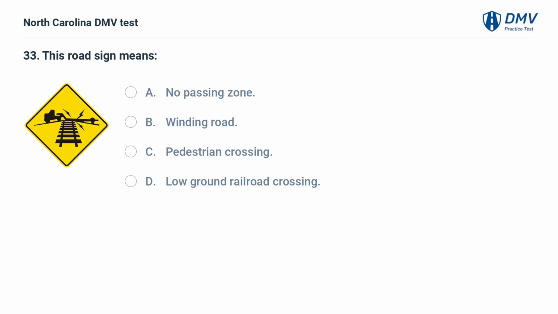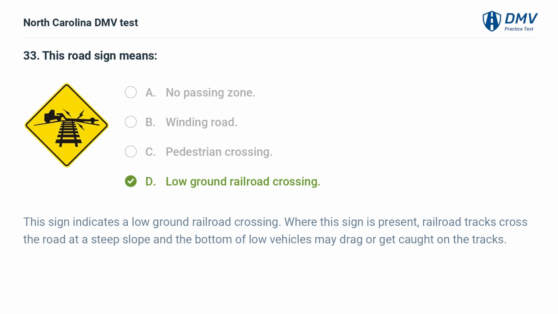This road sign means A. No passing zone. B. Winding road. C. Pedestrian crossing. D. Low ground railroad crossing. D. Low ground railroad crossing. This sign indicates a low ground railroad crossing. Where this sign is present, railroad tracks cross the road at a steep slope and the bottom of low vehicles may drag or get caught on the tracks.